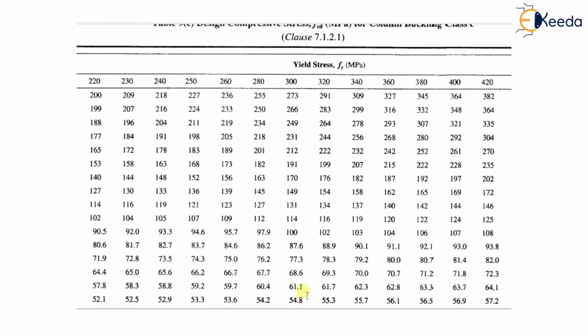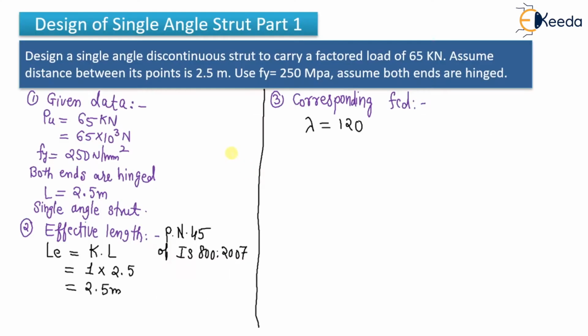Now I will go back to the numerical. That is our question. Okay. So I have shown you the table. Which was the table? I will mention the page number also here. So the page number was 42. What was the table number? Table number was 9C, and from that we have taken the value of FCD as 83.7 Newton per mm square, for Fy value of 250. So once we got the value of FCD, let's calculate the area required.